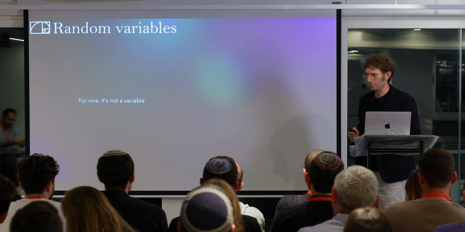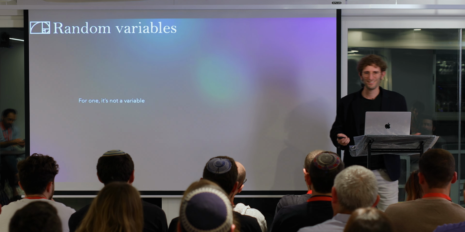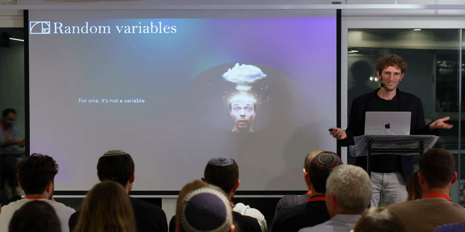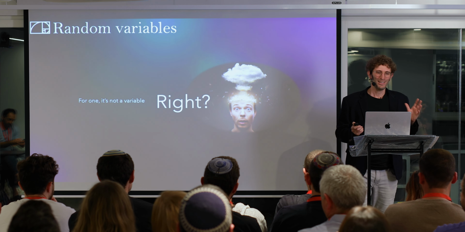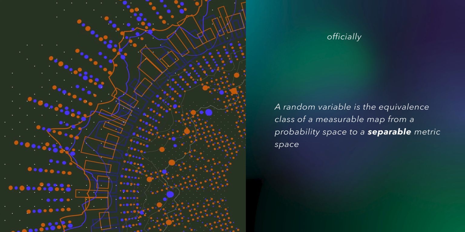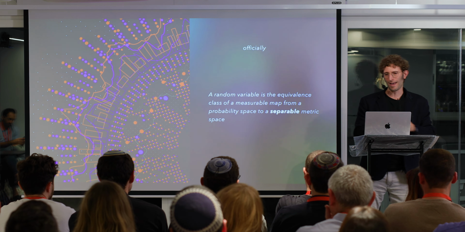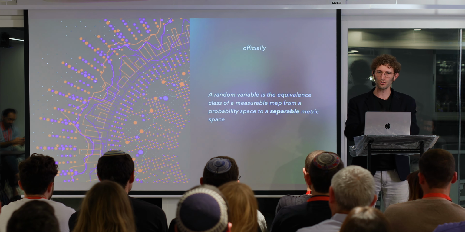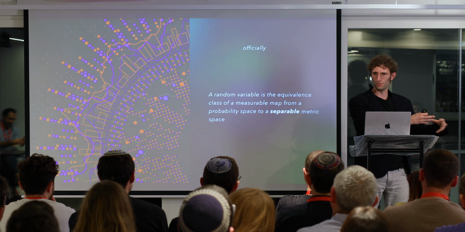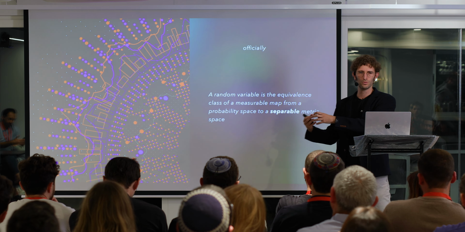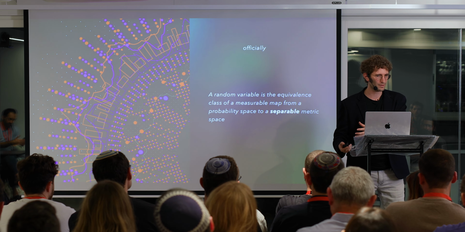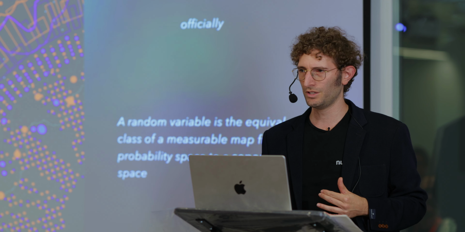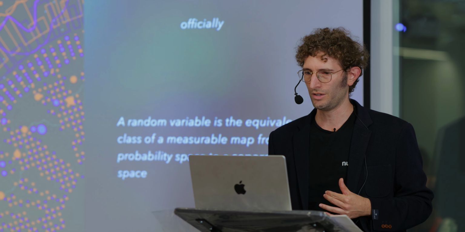So let's start off with random variables. For one, it's actually not a variable, right? It's actually a function. A random variable is basically a map between something that we can measure, the heights of people and whatever, and the probability of those events happening, right? We want to define some kind of function which relates some space of measurable events to something about the odds of those things happening, okay? And to do that, we're going to need to go through some definitions.